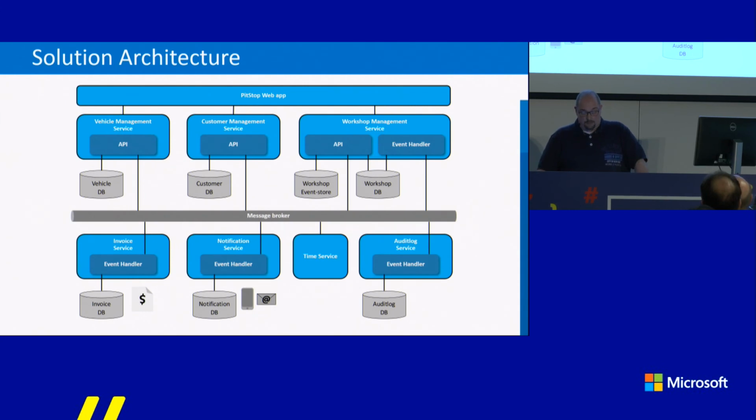The invoice service reacts to events so that when a certain maintenance task is done, it will send an invoice to the customer. And the notification service, when an invoice or when a maintenance task is planned for today, will send the customer a notification on his phone that he has maintenance planned for today. The audit log service just gets all the messages from the bus and stores them in a data store for analysis or whatever. And what I've done, I've also created a time service.